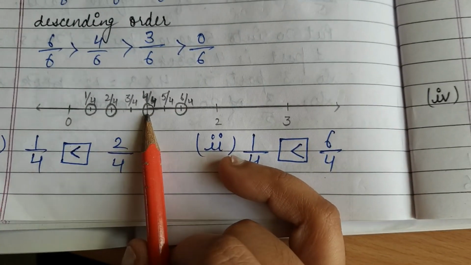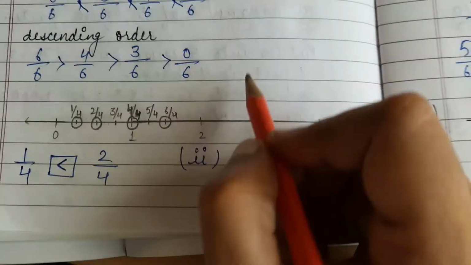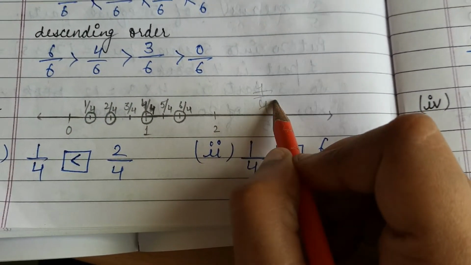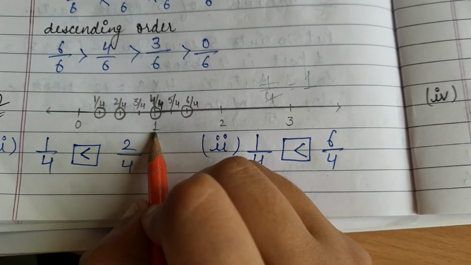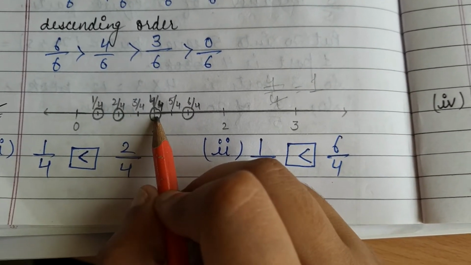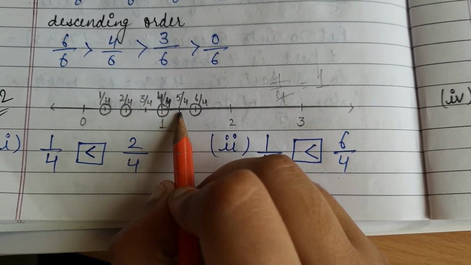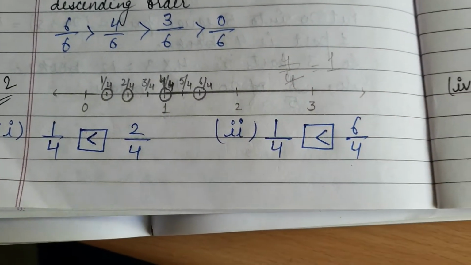6 upon 4 will go after 1, because when it is 4 upon 4 it cancels out and becomes 1. So that's why we have put it here on 1. And 5 upon 4 will reach after this, and 6 upon 4 will reach even further back.